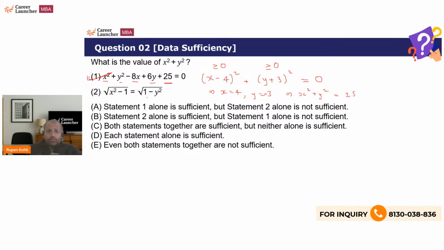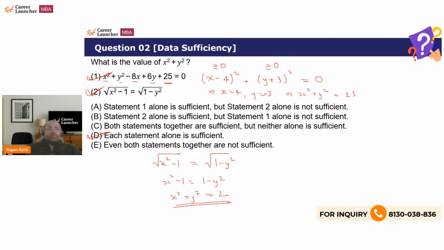What about statement 2? Obviously you will square both sides. So you have square root of x square minus 1 equal to square root of 1 minus y square. Squaring both sides, x square minus 1 equals 1 minus y square. So we are getting that x square plus y square equals 2. So this is also sufficient, and therefore, each statement alone is sufficient, E.